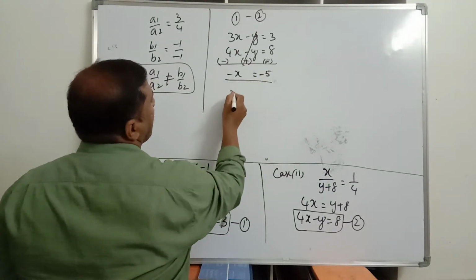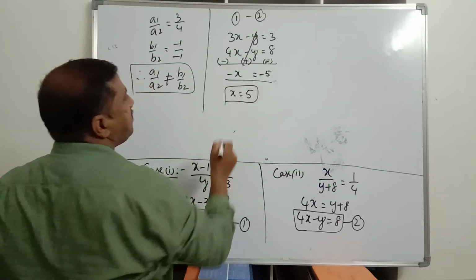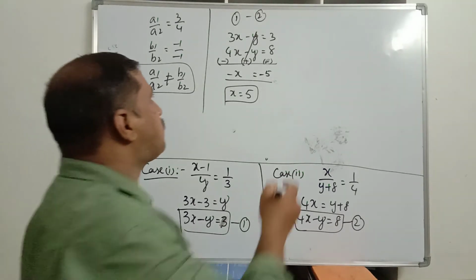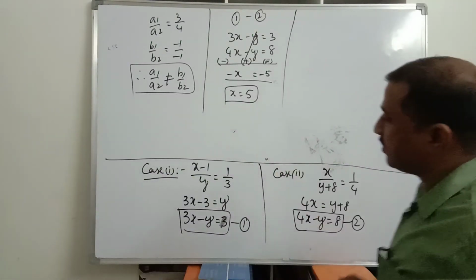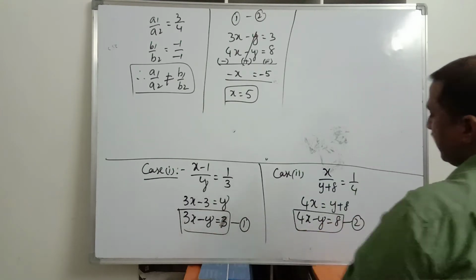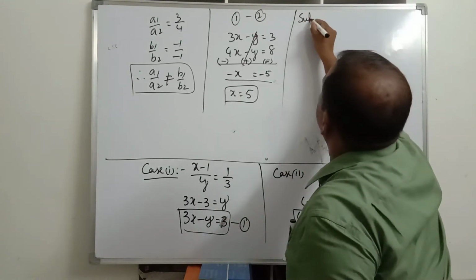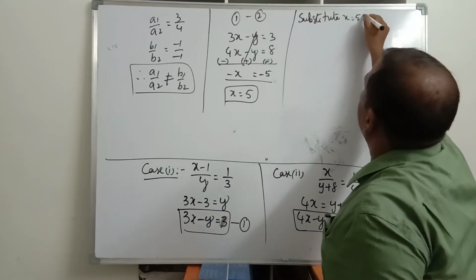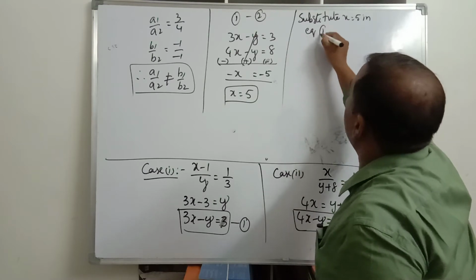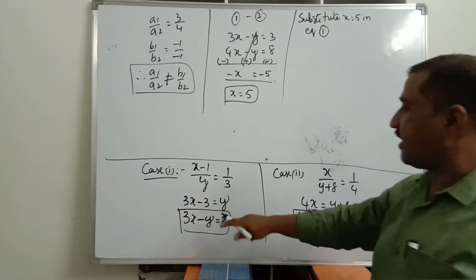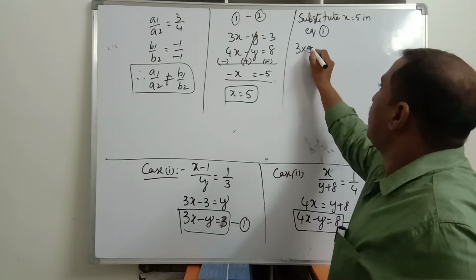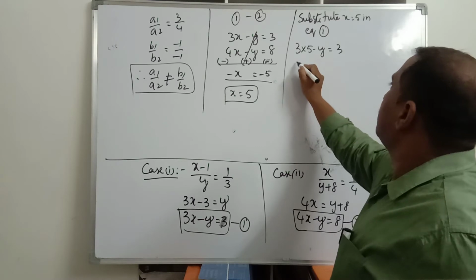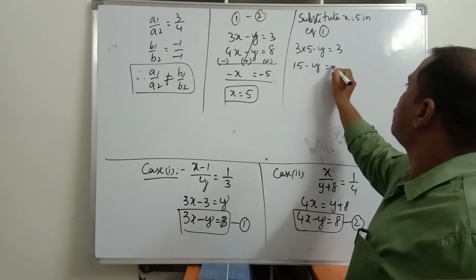So from this what we can write? x is equals to 5, as minus and minus will be cancelled. Now to find the y value, substitute x is equals to 5 either in equation 1 or in equation 2. Substitute x is equals to 5 in equation 1. It is 3 into 5 minus y equals 3. 3 into 5 is 15, minus y is equals to 3.